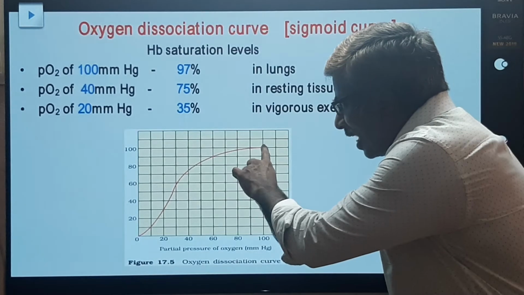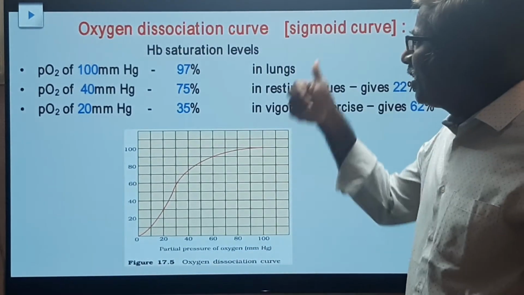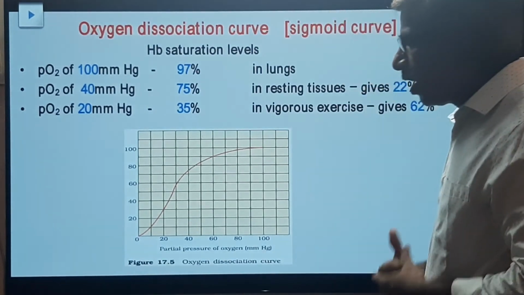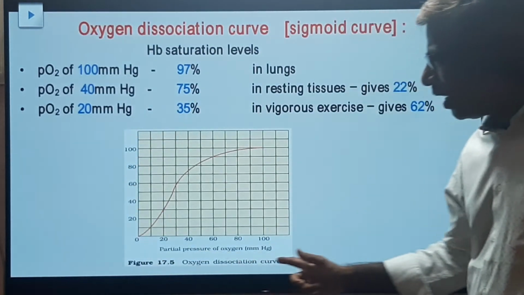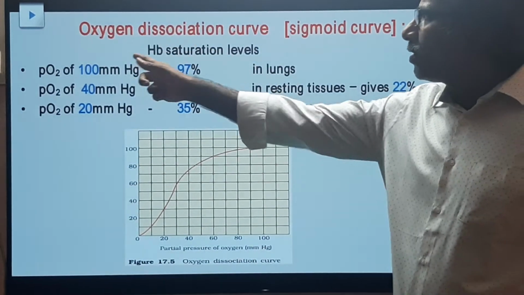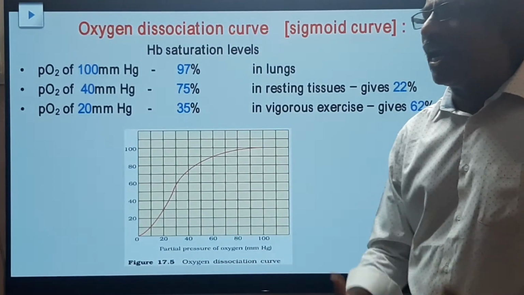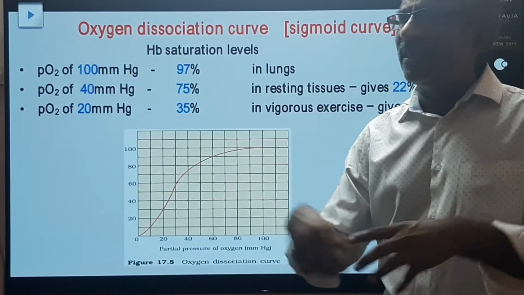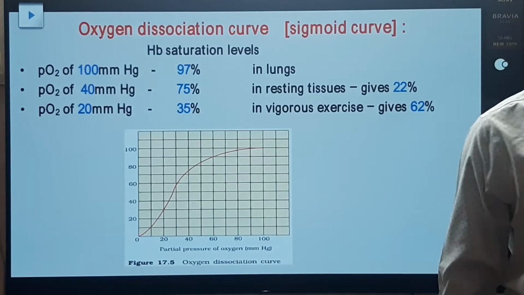Means the curve appears in a sigmoid shape. That's why this is called the sigmoid curve. This is about the graphical understanding of oxygen dissociation, how it is dissociating in the tissues based on the partial pressures present in the body. Okay, guys?